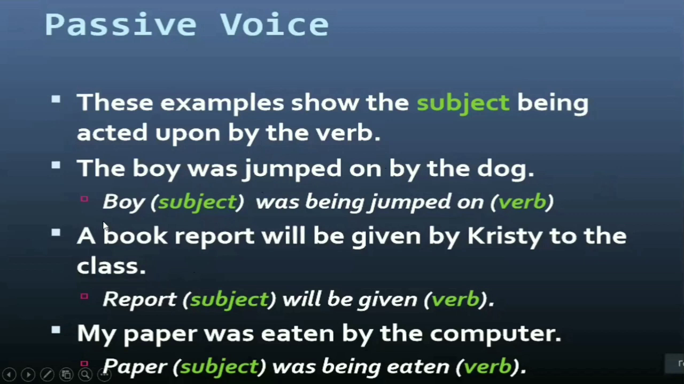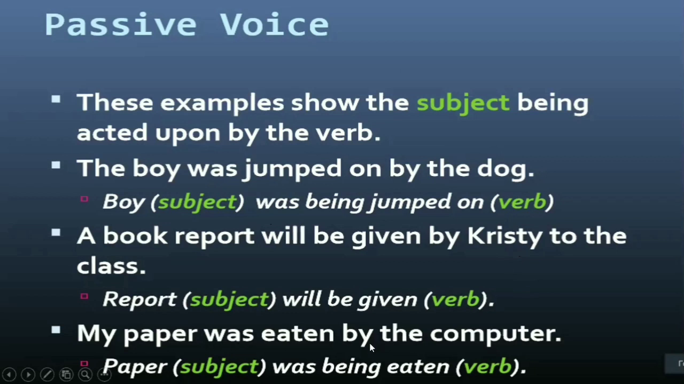Okay, let's look here. A book report will be given by Christy to the class. So who will give the book report to the class? Christy. Do you remember in the active voice, Christy was the subject of the sentence and she was doing the action. But here, Christy is not important in the passive voice. The important part is the receiver. The object of the sentence becomes the subject. A book report will be given. The action will be done by someone. So that's why the action becomes passive here. We call it passive voice.